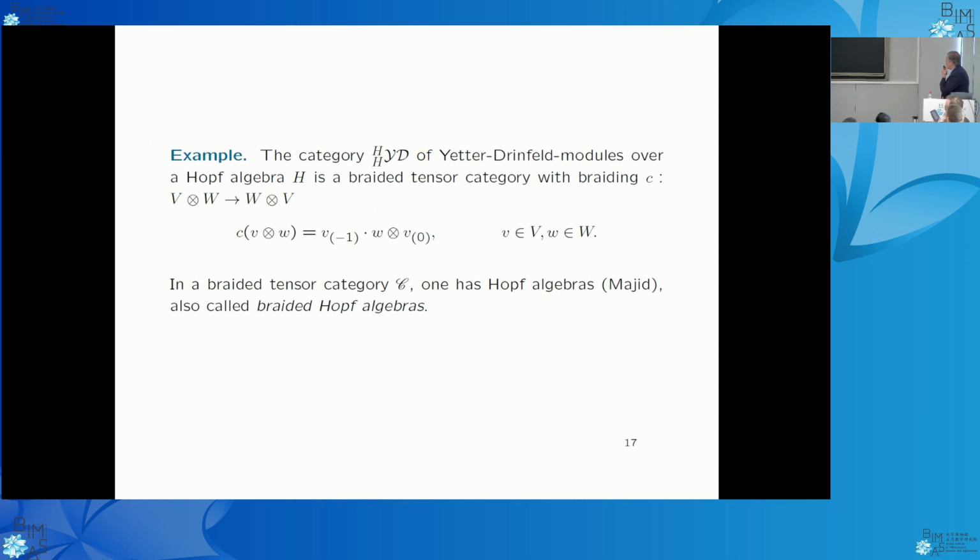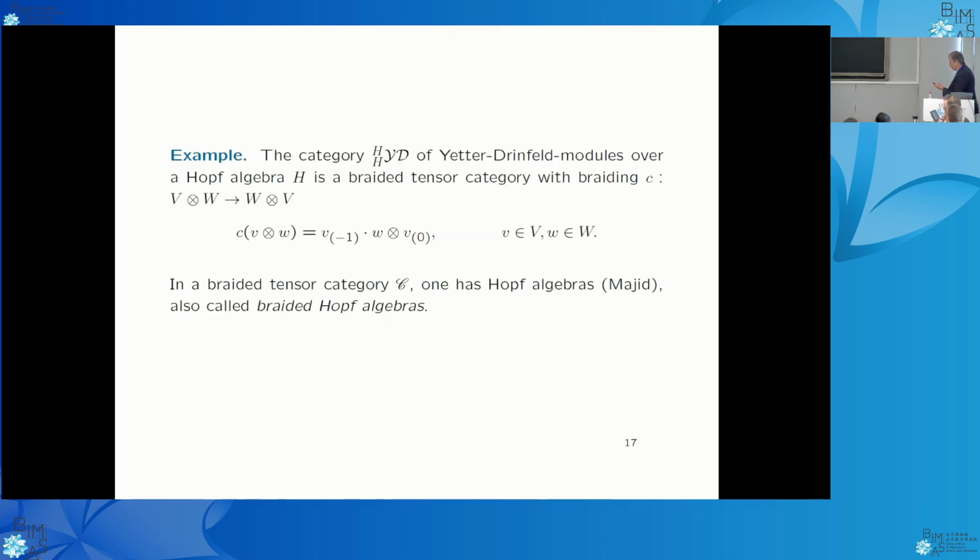Even more, the category of Yetter-Drinfeld modules is a braided tensor category with the braiding given by the analogous formula to the one I told you, sorry. Somehow I am making a mistake. With an analogous braiding, now with W in the category, this gives that this is a braided tensor category. And in the braided tensor category, one has Hopf algebras, and the Hopf algebras in the braided tensor category are called braided Hopf algebras.